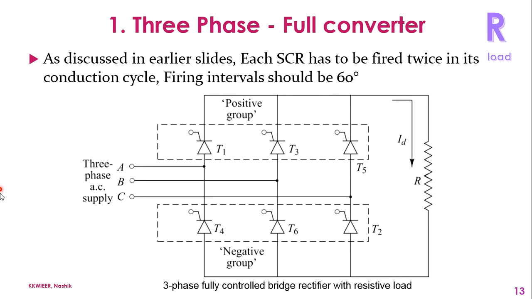So instead of showing that transformer diagram, here the three-phase AC supply is given to A, B, C, and this T1, T3 and T5 is making a positive group, whereas T4, T6 and T2 are making a negative group. The resistor is connected at the load side.